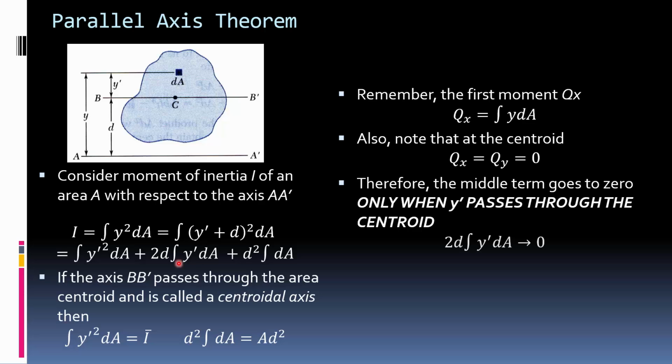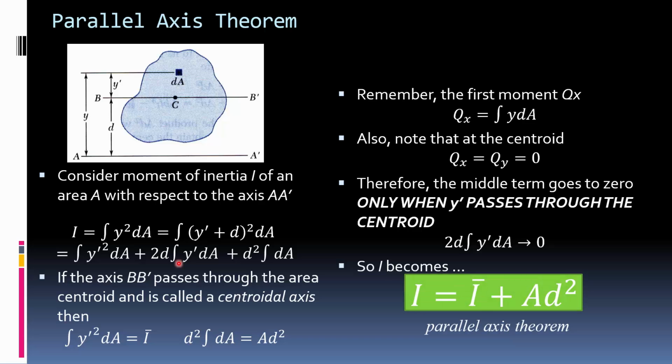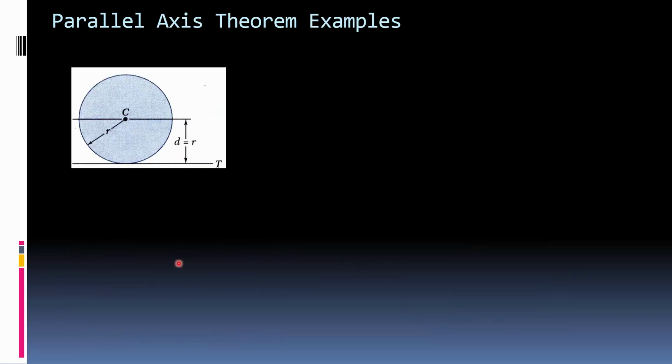It has to be with respect to the centroid. But if it's with respect to the centroid, that term goes away and I becomes I bar, in other words, the centroidal I plus the area times the distance squared. And that is the parallel axis theorem. Okay, so let's do some examples, just kind of real quickly.